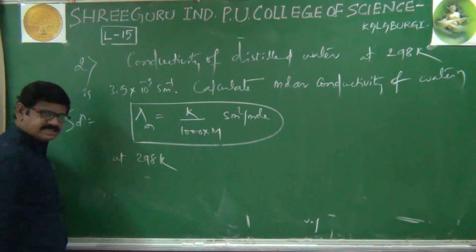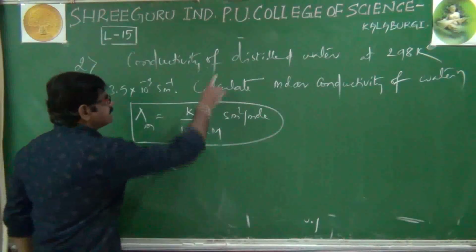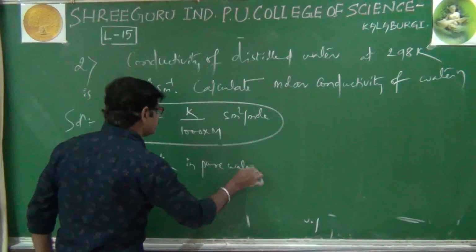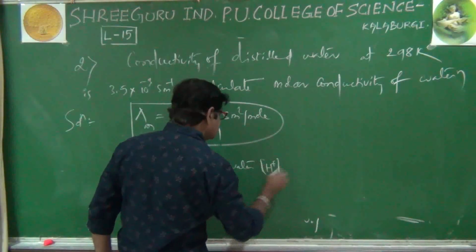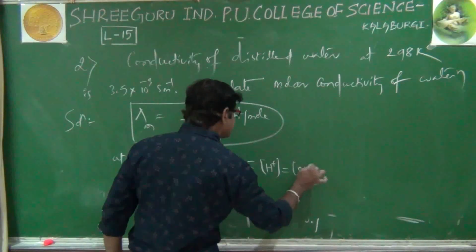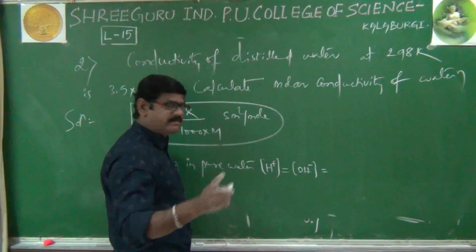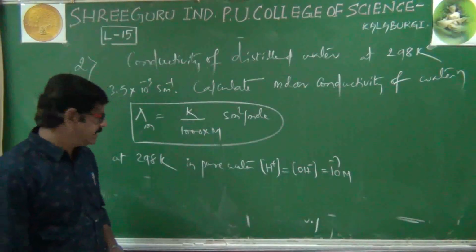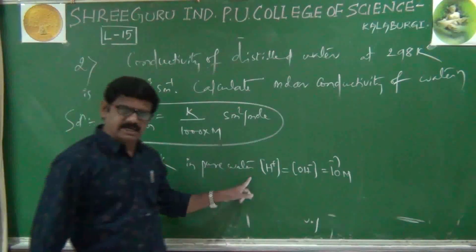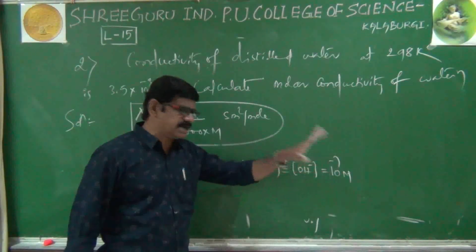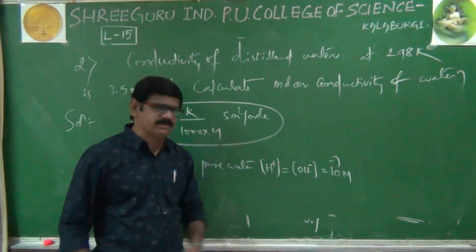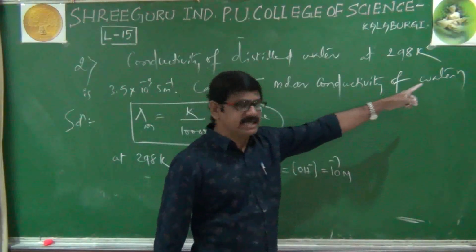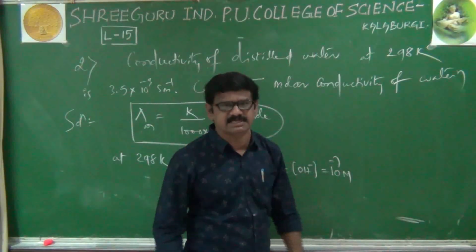At 298, nothing but 25 degrees centigrade temperature, nothing but room temperature, in distilled water, nothing but pure water, H plus concentration as well as OH minus ion concentration remain the same, that is 10 to the power of minus 7 M. Repeat, at 298 kelvins in pure water, H plus concentration as well as OH minus ion concentration remains the same, that is 10 to the power of minus 7. But in the question, what is asked? Calculate molar conductivity of water. Water molar conductivity is asked.